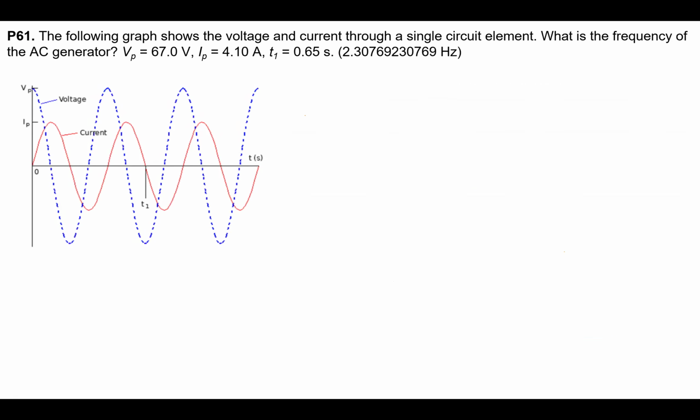And now it's time to think about the following. The graph shows the voltage and current through a single circuit element. What is the frequency of the AC generator? VP and IP are given, and T1 is given. This problem is very simple and does not require any further investigation. Only T1 is given, and then you need to find the frequency.